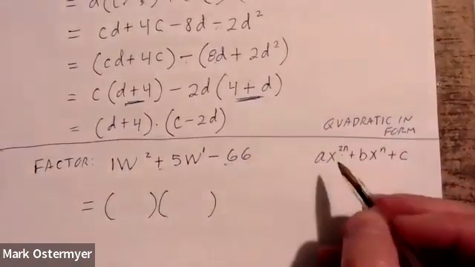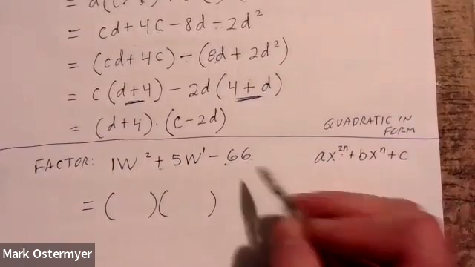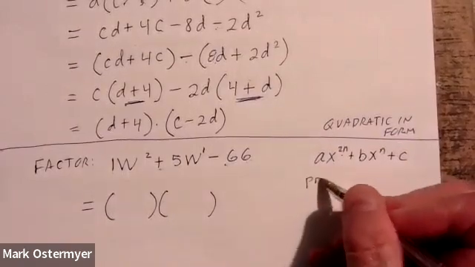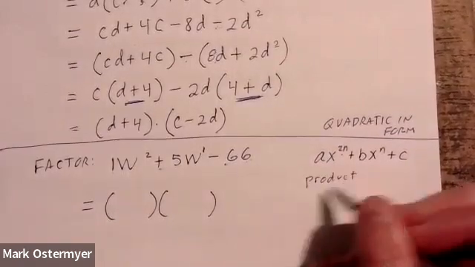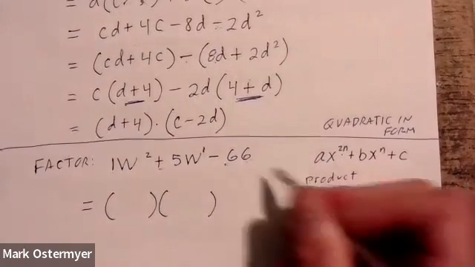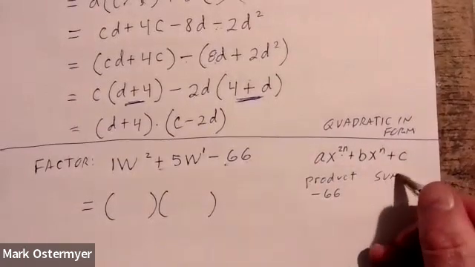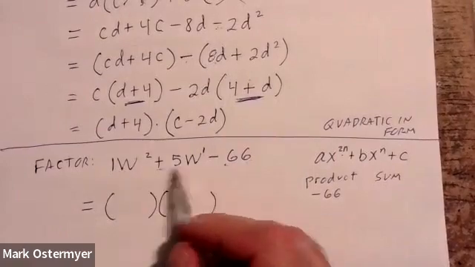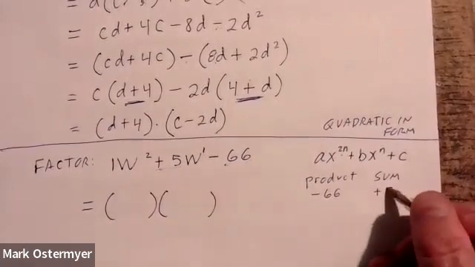Well, a method that is pushed in early algebra is the product-sum method. The product we need to achieve is -66 here. And the sum we have to have is going to be the middle coefficient of +5.